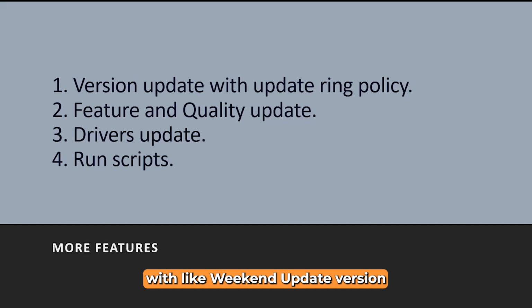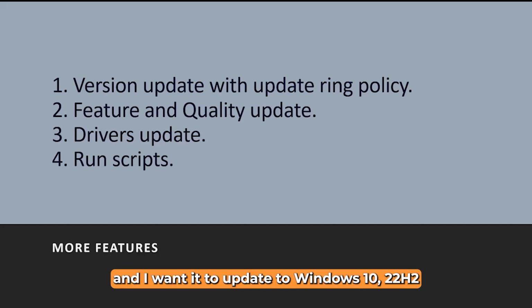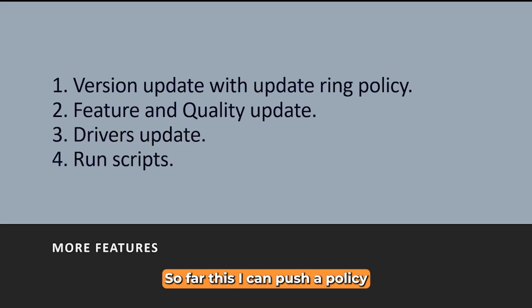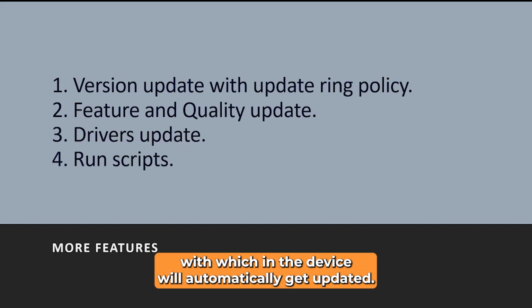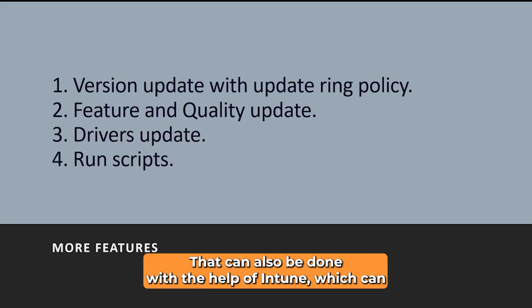Like we can update the version of the OS by using update ring policy. So update ring policy is like, I have Windows 10 1507 and I want it to update to Windows 10 22H2. So for this, I can push a policy with which the device will automatically get updated. The OS will get updated automatically. That can also be done with the help of Intune.